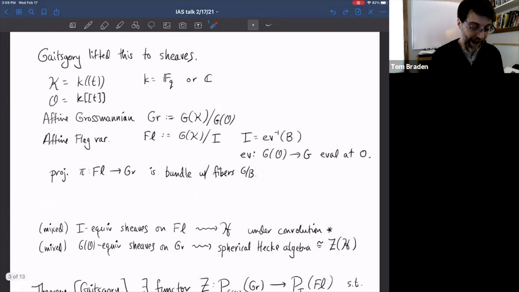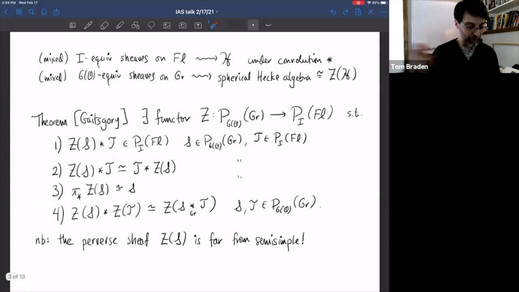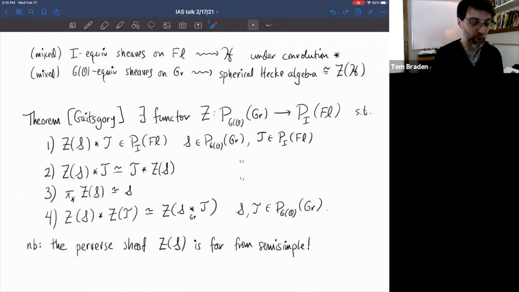Okay, and so these two geometries are geometric analogs of the algebras we've been talking about. If you take I equivariant sheaves on the flag variety, or if you're doing it over finite fields, you can look at just I invariant functions and do it on the functions level. But there's a convolution operation either on sheaves or on functions, which will produce the affine Hecke algebra.